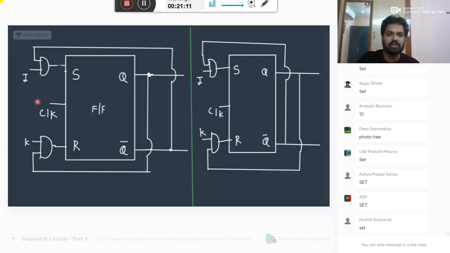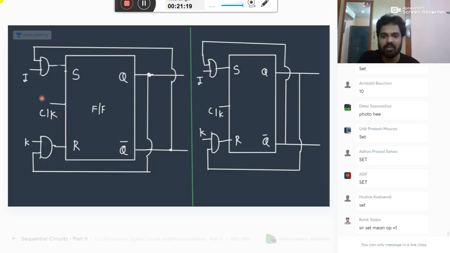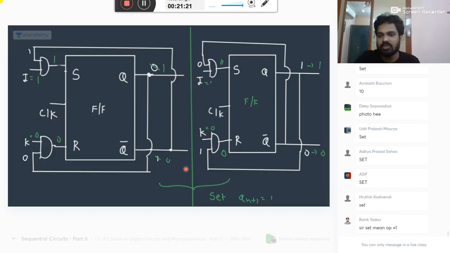Okay, last case we need analysis. Yes, Deep, I understood. Yes, set my output is 1 only. What is your problem, Rohit?